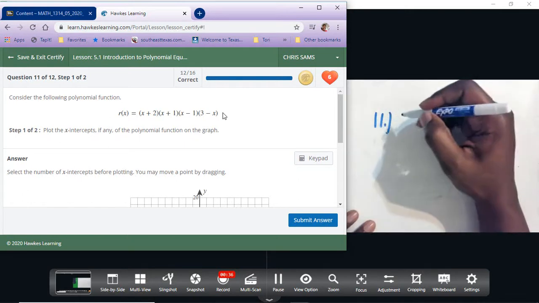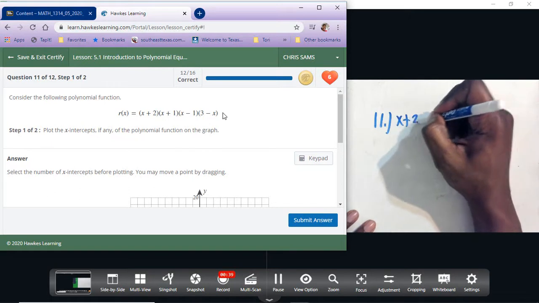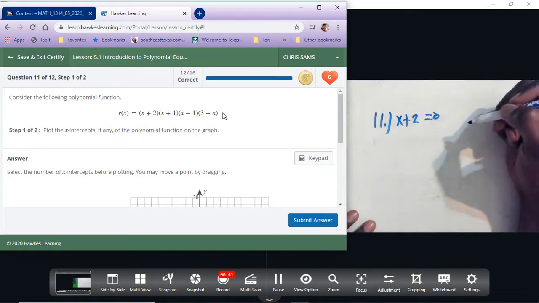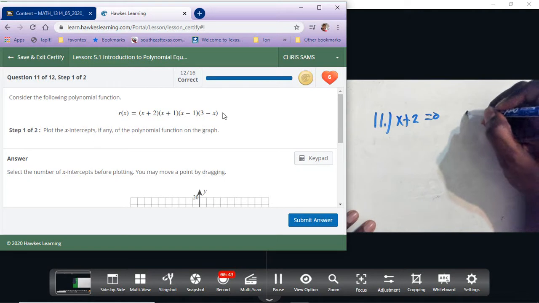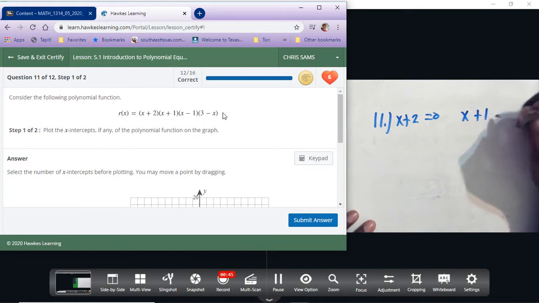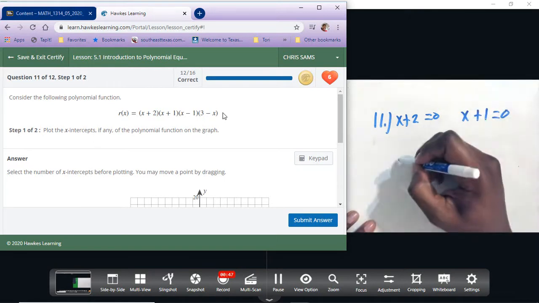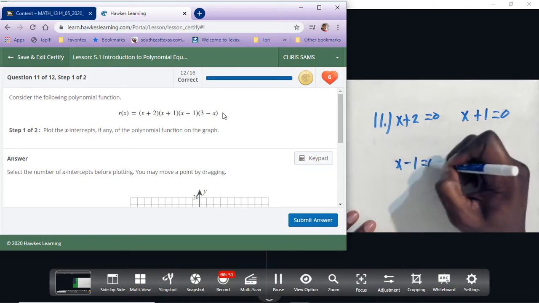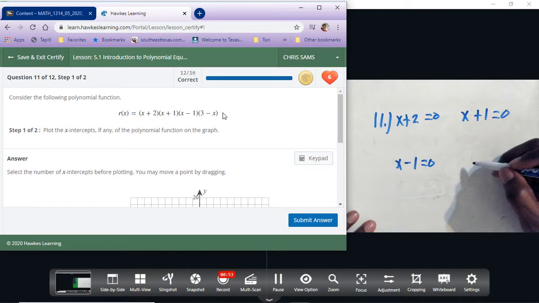Okay, so the first one we have is x plus 2 equals 0. We'll solve that. We also have x plus 1. Solve that for 0. We have x minus 1. Solve that for 0. And then we have 3 minus x.